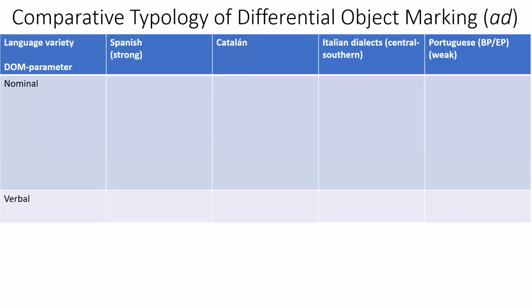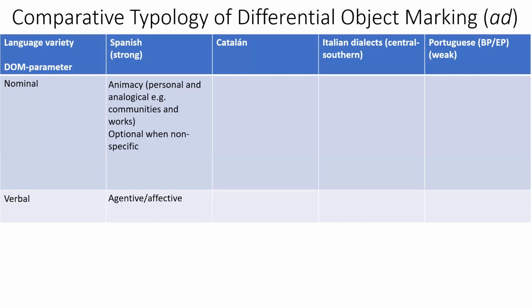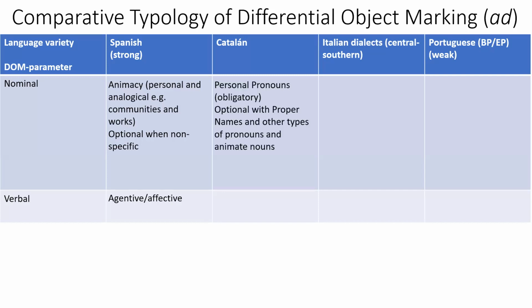Right, so if we just put all of these data comparatively, we have Spanish, which is a strong type of DOM, as is well known. Animacy seems to be a sufficient criterion for DOM. If the object noun is animate, we can have DOM. It's optional if it's non-specific. Catalan, and also in terms of the verb, is that agentive and effective type of verb can also trigger DOM. In Catalan, personal pronouns obligatorily trigger DOM. Otherwise, it's optional. And in modern colloquial Catalan, agentive and effective verbs can also trigger DOM.